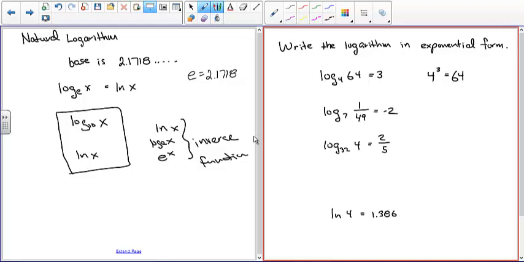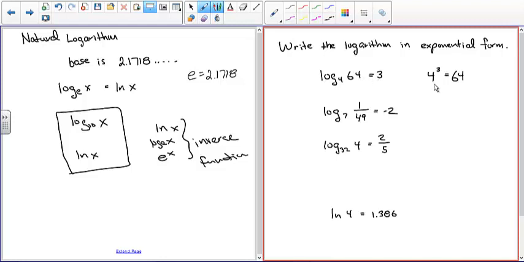Okay, so the next thing we're going to learn about is how to write exponential forms of an expression in logarithmic form and how to do a logarithmic exponential form. So we're going to start off with this one. So log to the base 4 of 64. What number do we need to raise 4 to get 64? Well, 4 to the third power, 4 times 4 times 4 is 64. So log base 4 of 64 is 3.